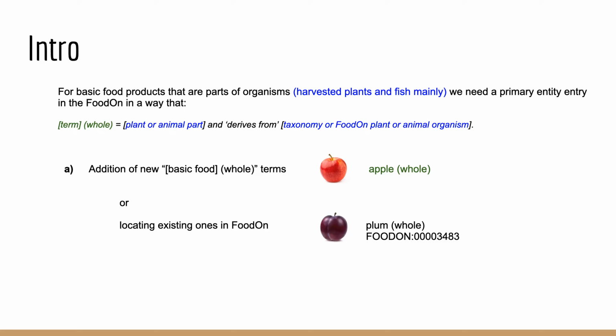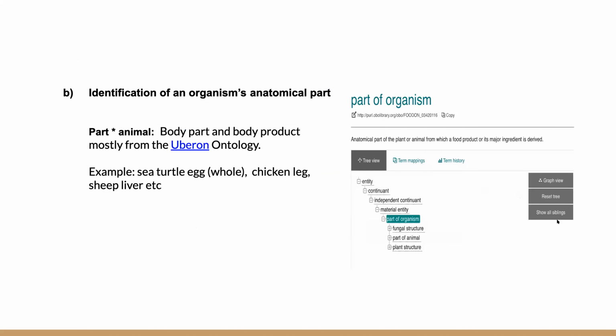So we are also locating those at the same time in FoodOn, like plum whole, which already has its FoodOn ID assigned in the database. For that, we need to identify an organism anatomical part and also ensure that it's present in the FoodOn organism part facet. The part of organism facet class in FoodOn provides selective terms from anatomical ontologies for biological anatomical parts, as well as plant and animal part references.